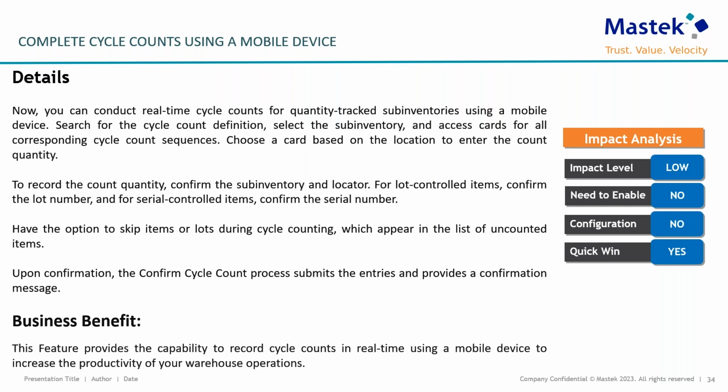Now we can record the cycle count in real time using this mobile device, counting the item's physical quantity and tracking the subinventory. We now have an option to skip the items or lots during cycle counting which appear in the list of uncounted items. Upon confirmation, we can confirm the cycle count process and submit the entries.